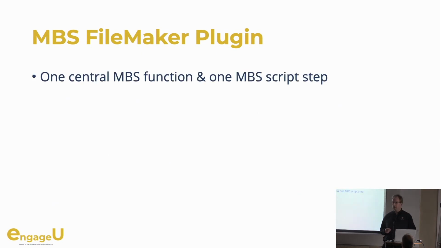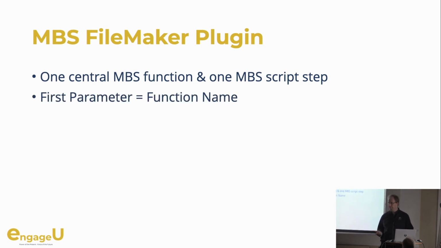So the MBS plugin has one function added to the script workspace, one script step, and one function for the calculation editor. You could imagine what would happen if we would add 6,000 entries there. So very early when we started making the plugin, we decided to make this one dispatcher function, which takes as a first parameter the function name.